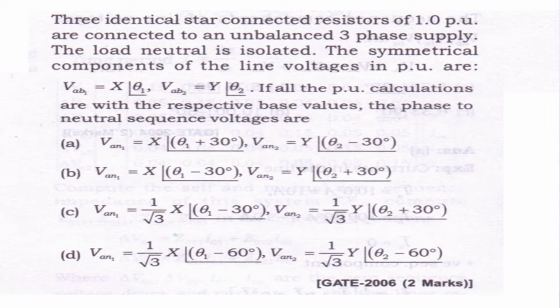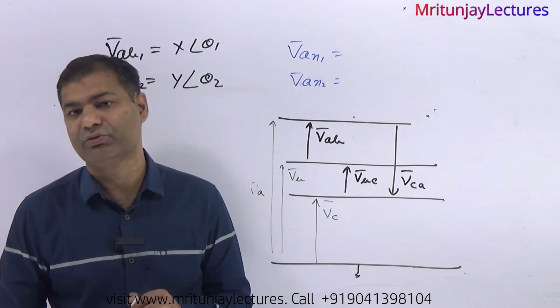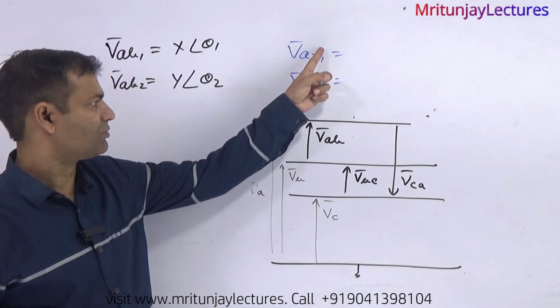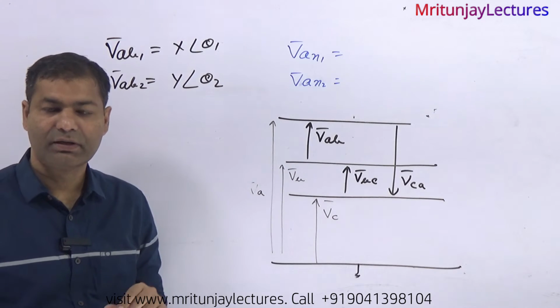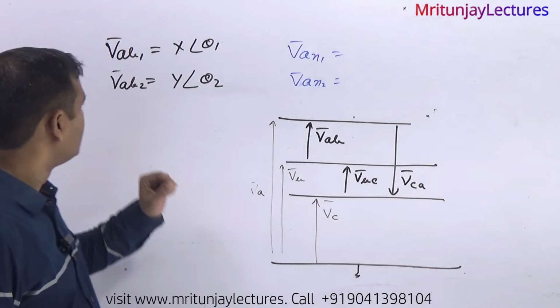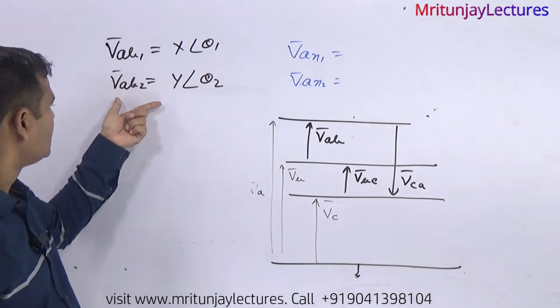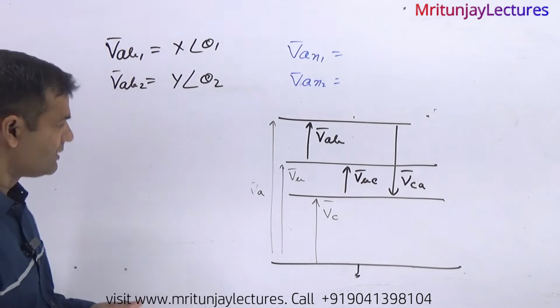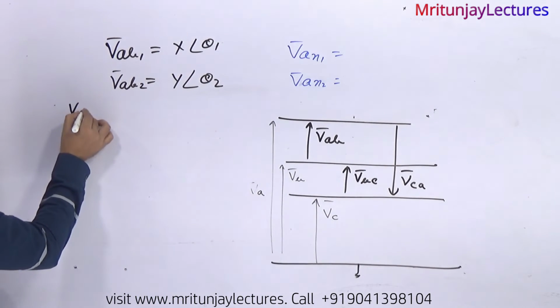The phase to neutral sequence voltages are. Our motto: determine sequence voltages corresponding to given. Our motto: determine this one and this one, okay, and V of AB1, V of AB2. So basic requirement corresponding to this solved question: V of AB.